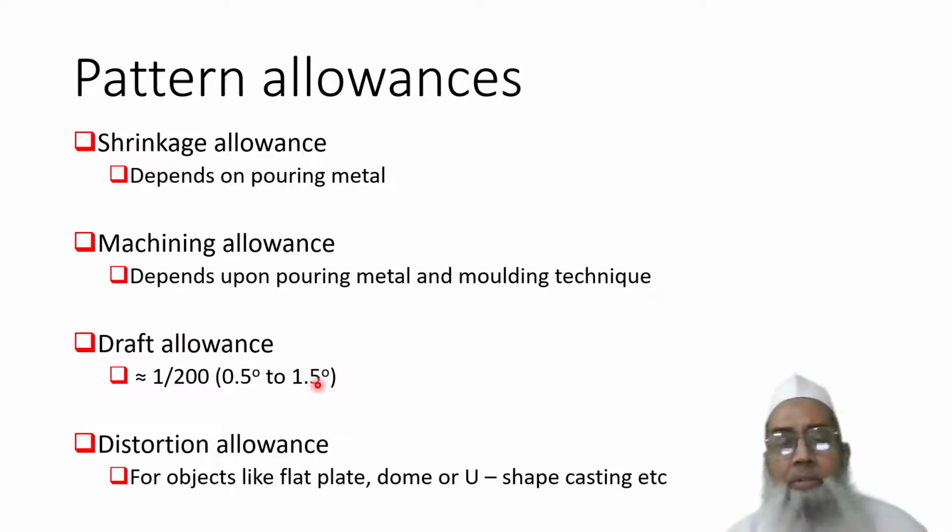Now distortion. There are certain surfaces like a flat plate, dome, or U shape. It has been observed that after casting, they do not keep the same flat plate, dome or U shape, and therefore we need to provide an allowance so that after solidification, when we take the material out, it has the shape we need in the product.